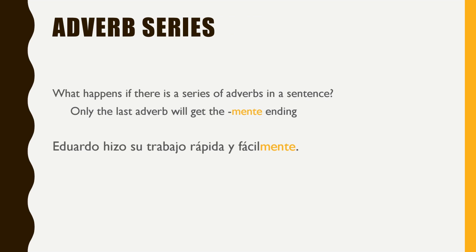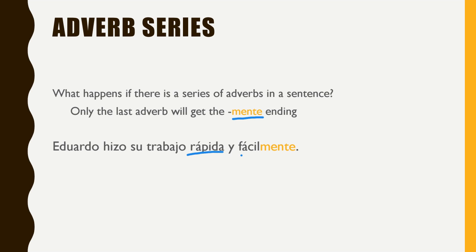Here's an interesting thing that I want to point out. Sometimes in a sentence, you will be using multiple adverbs to describe the same verb or adjective or adverb. And if that happens, you're only going to add mente to the end of the last adverb in the series. Okay. So in this example, we have Eduardo hizo su trabajo rápida y fácilmente. So Eduardo did his job quickly and easily.